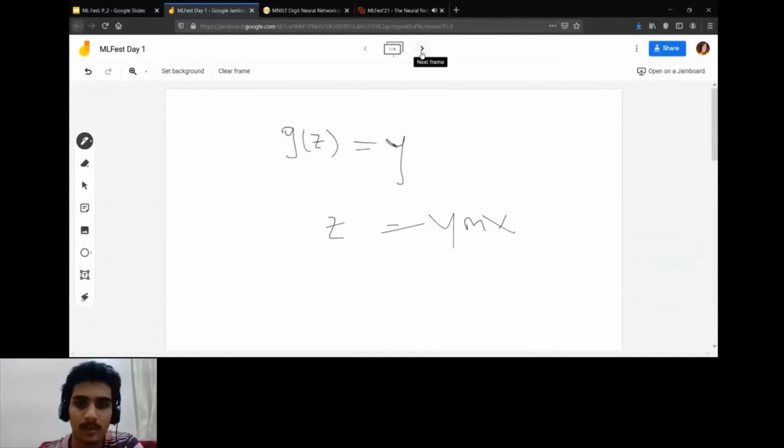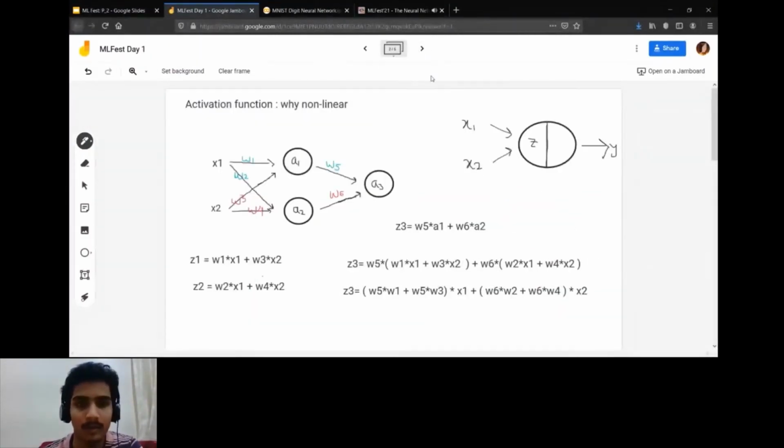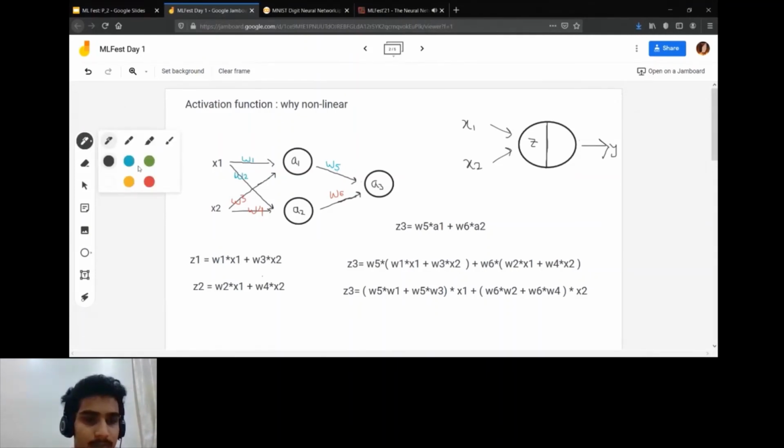So we'll just go on to why do we need non-linear functions, activation functions. Consider this example. We have the simplest neural network here. We have inputs x1, x2, then some weights w1, w2, w3, w4 here in the second layer. Basically this is our input layer.